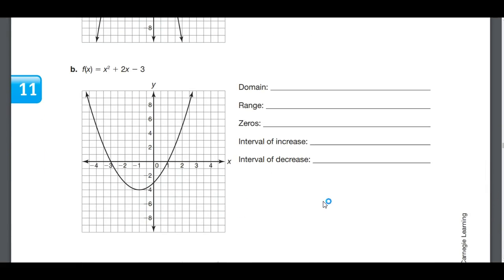Here we go, another one. The domain. Domain is, again, any value of x. I can put any value in for x. So open parentheses, negative infinity, comma, positive infinity, close parentheses.